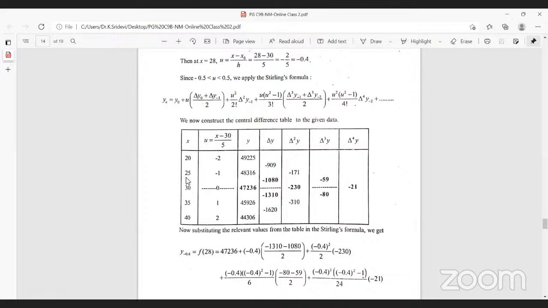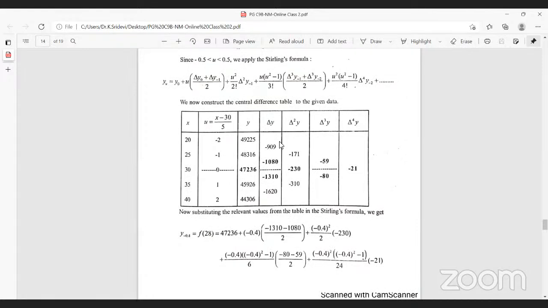For this X value, 25, U value is minus 1. For X is equal to 30, U equal to 0. For X is equal to 35, U is equal to 1. For X is equal to 40, and U is equal to 2. These are the given Y values.